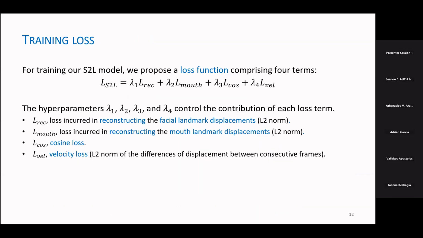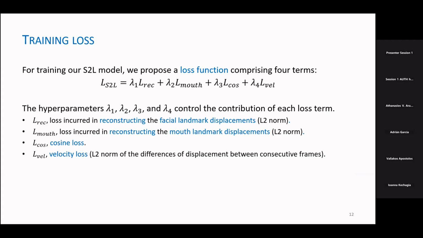In doing this, we use several loss terms in our loss function. We account for the reconstruction error of the facial landmarks. We have another term that accounts for the reconstruction error in the area of the mouth, and also two additional terms, the cosine loss and the velocity loss.